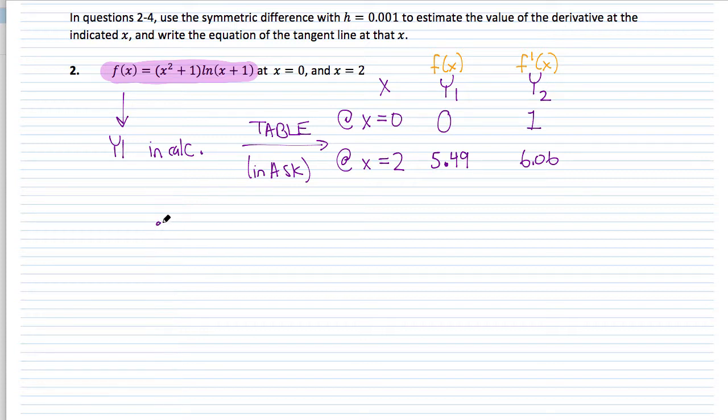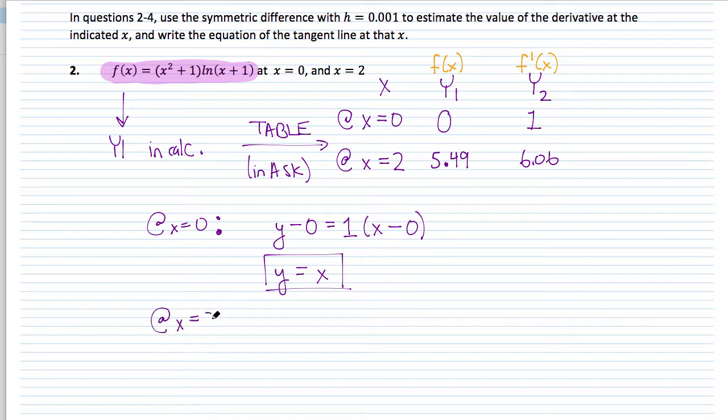So my tangent line at x equals 0 is going to be y minus my function value, which is 0, equal to my derivative, which is 1, times x minus my x-coordinate, which is 0. So simplifying this a little bit, we simply get y equals x as the equation for our tangent line.